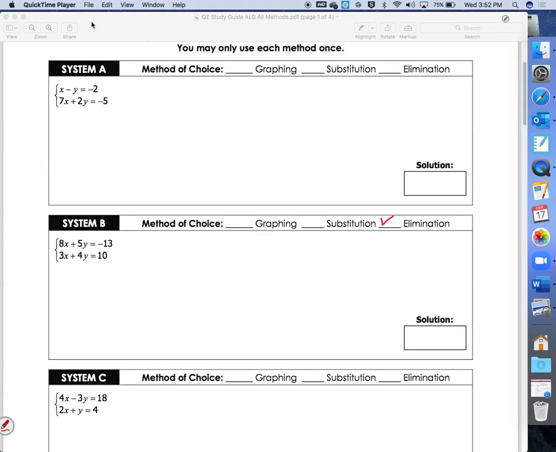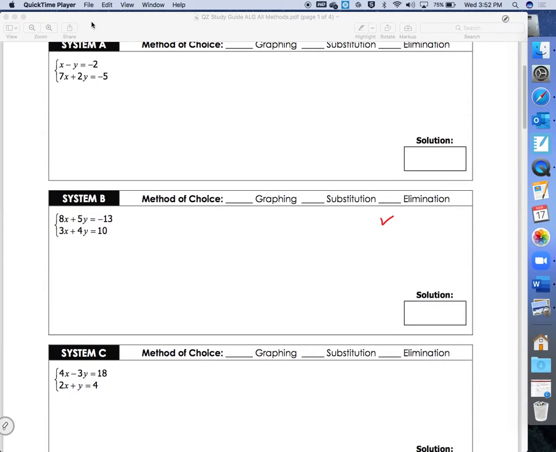When I look at this, it's clear that system B is definitely best solved by elimination. With this particular system, no coefficients are isolated. All of the coefficients are numbers other than positive or negative 1. So this is definitely a system that should be solved by elimination.